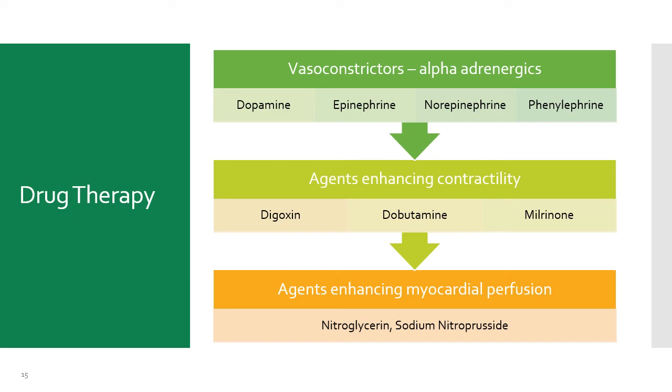Agents that enhance contractility are drugs that you might see on a transfer. So these would be like digoxin, which is a cardiac glycoside. It increases the force of contraction without increasing the heart rate. We have dobutamine, which is an alpha with some beta, but it increases contractility of the heart, so strength of contraction with minimal effects on heart rate. And then we have milrinone, and milrinone is also used to enhance force of contraction.